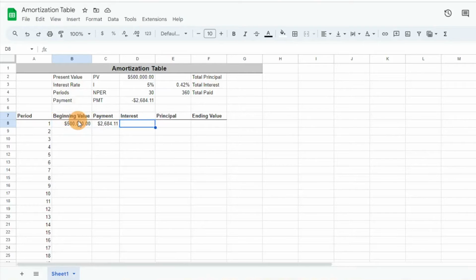So to find our interest, what we're going to do is equals beginning value times the interest rate. So this monthly interest rate is going to determine what the interest is going to be on that beginning value. So we'll go ahead and hit enter. And we can see it's almost $2,100, $2,083, which out of our $2,600 payment is huge. So now to find the principal, it's just equals our payment minus our interest, and that gives us the principal amount. And because that's the principal, we're just reducing the beginning value by that principal amount. So we'll take our beginning value minus our principal, and that gives us $499,000 left.